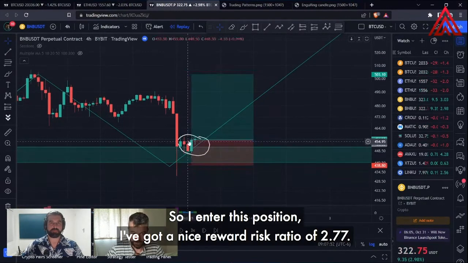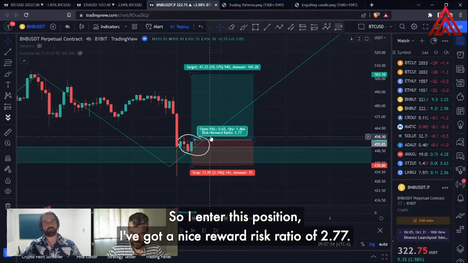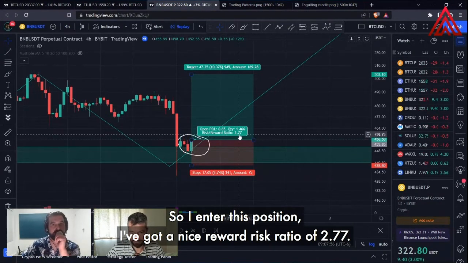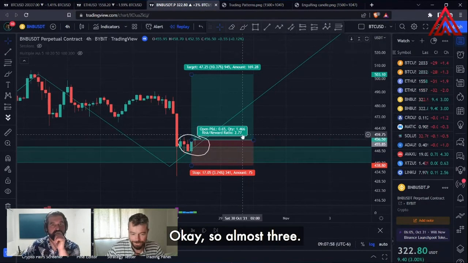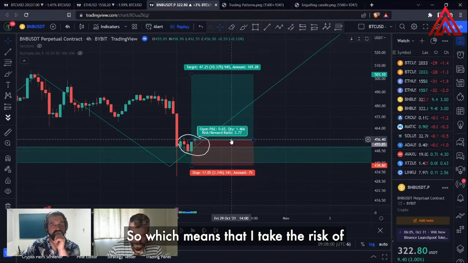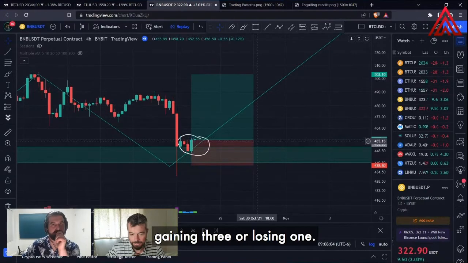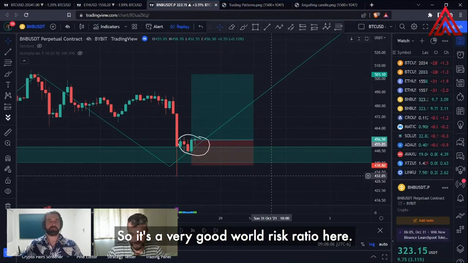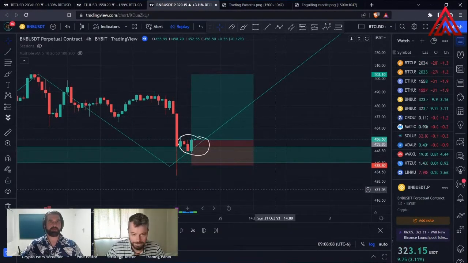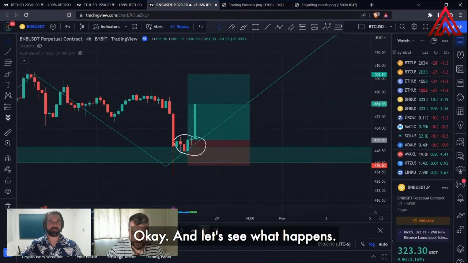So here's my trade. I enter this position. I've got a nice reward risk ratio of 2.77. Almost 3, which means I take the risk of gaining 3 or losing 1. So it's a very good reward risk ratio here. Let's see what happens.